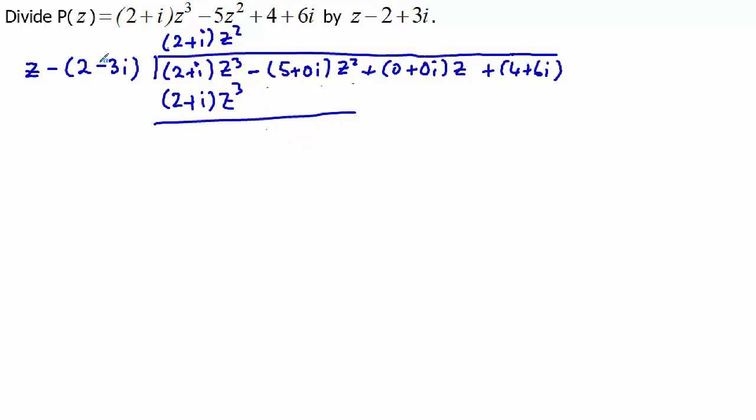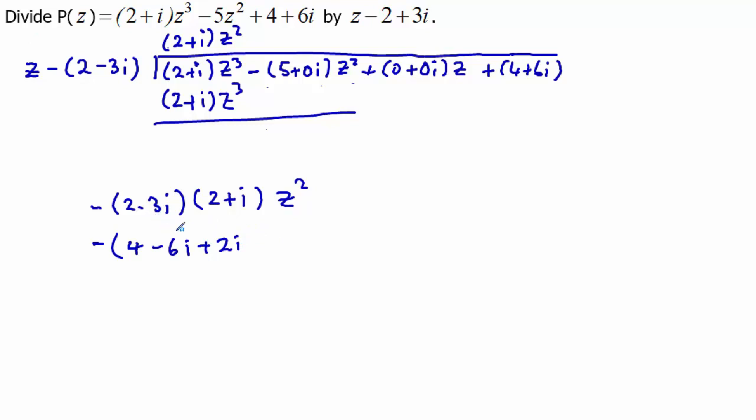But we then need to multiply that by this. So what have we got? We've got minus 2 minus 3I multiplied by 2 plus I z squared. So that's minus, let's look at the bracket here, so we're going to get 4 minus 6I plus 2I minus 3I squared, so that's going to be plus 3. So it's going to be minus 7, take away 4I.